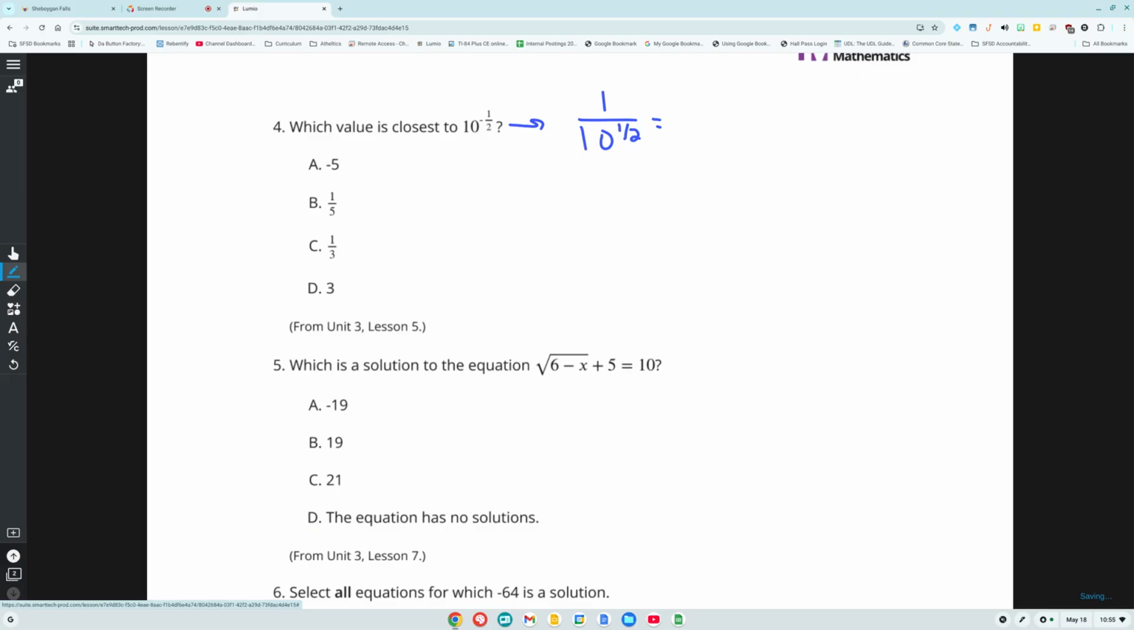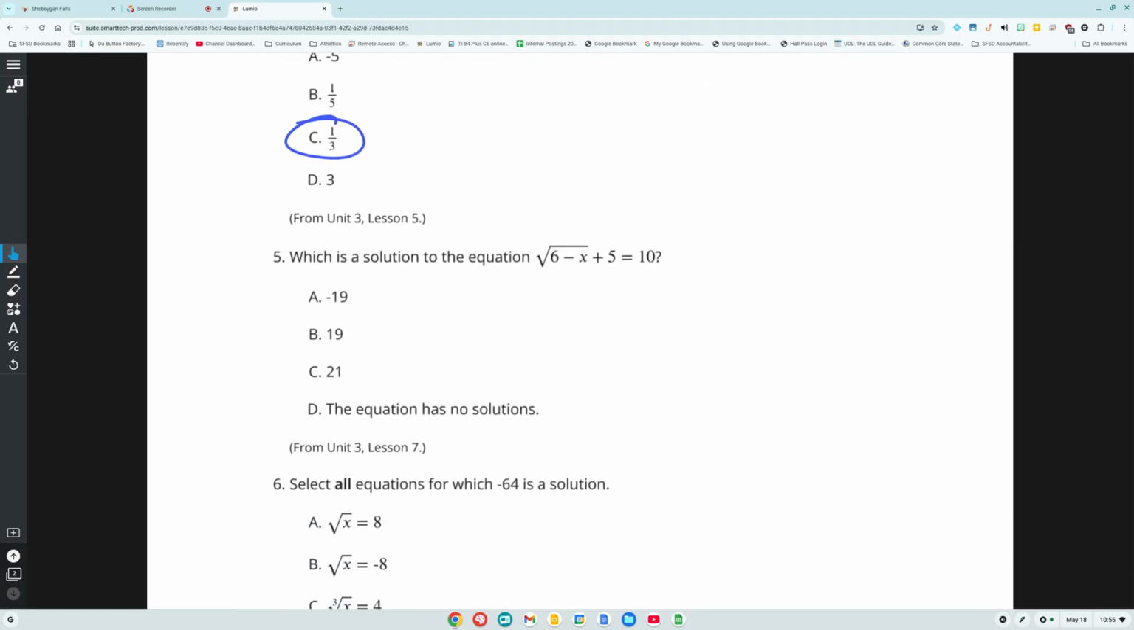And we need to recognize that 10 to the 1/2 power is the same thing as the square root of 10. So this is really 1 over the square root of 10, roughly. We know that the square root of 10 is going to be roughly a little bit more than 3, so this is approximately 1/3, which looks like C.